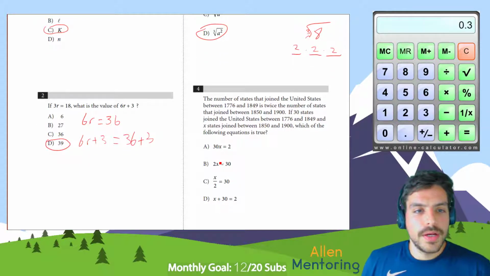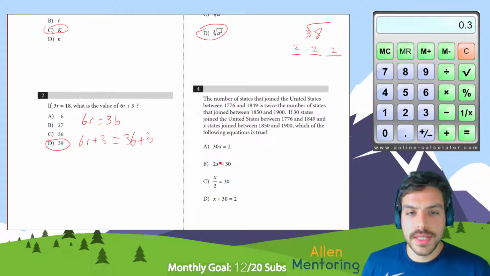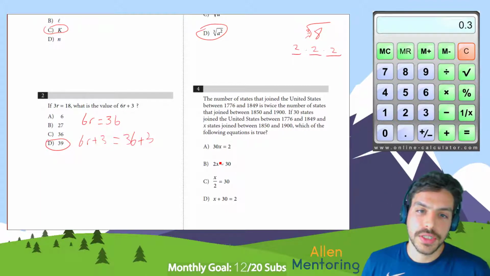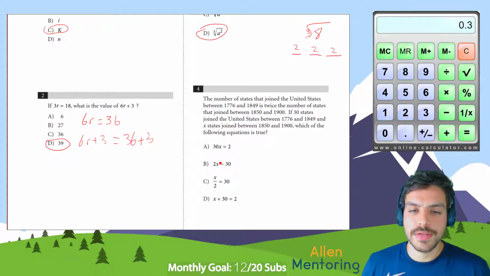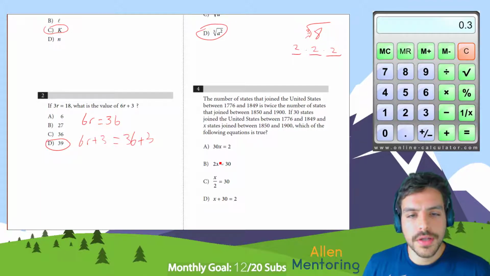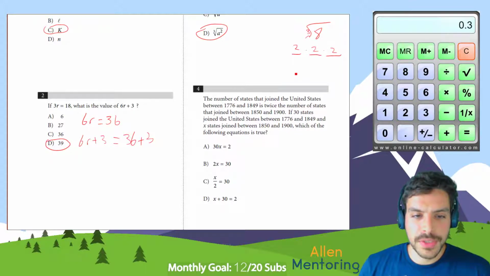Okay. Number 4. The number of states that joined the United States between 1776 and 1849 is twice the number of states that joined between 1850 and 1900. If 30 states joined between 1776 and 1849, and X states joined between 1850 and 1900, which of the following equations is true? So you could deal with this two ways.